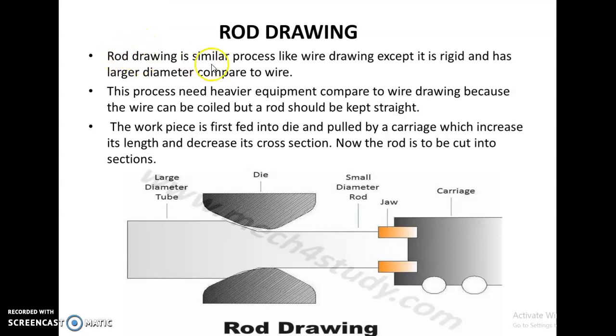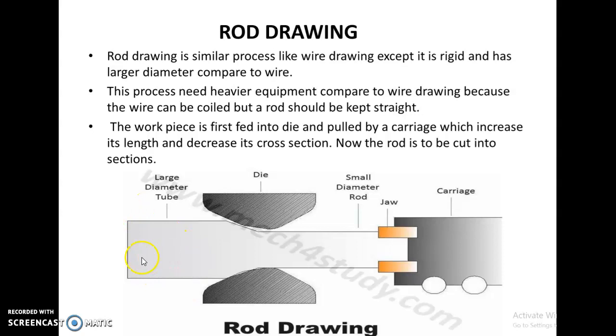Rod drawing is a similar process to wire drawing, except it is rigid and has a larger diameter compared to wire. This process needs heavier equipment compared to wire drawing because the wire can be coiled but a rod should be kept rigid. The workpiece is first fed into the die and pulled by a carriage, which increases its length and decreases its cross section. Now the rod is to be cut into sections.